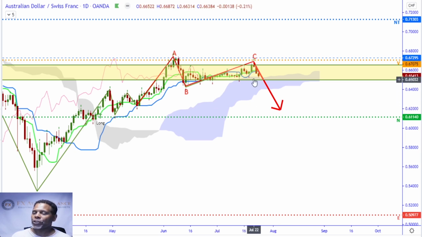Let me show you where those are. So we're looking for the market to drop, especially if we break this point right here. We should probably see the market drop pretty good. So I'm going to put those levels in on the chart for you real quick so you could see those levels. And that's where we will be shooting for when we take this trade.